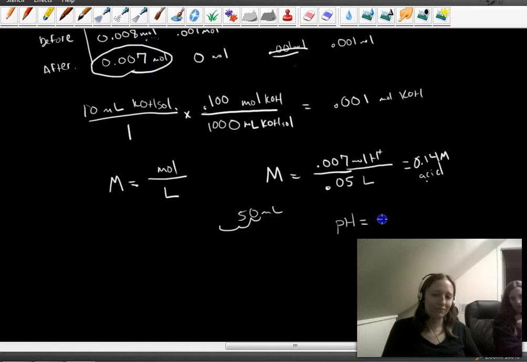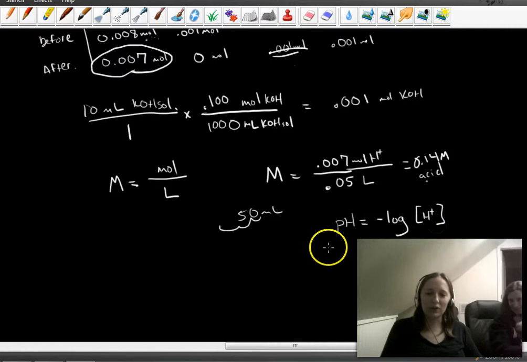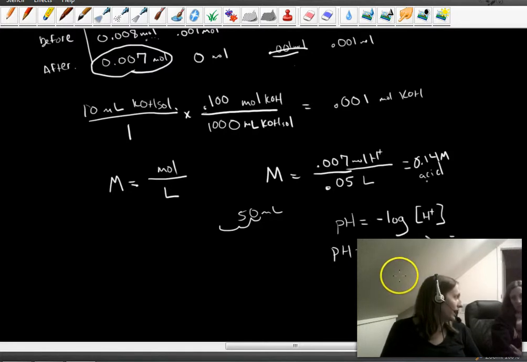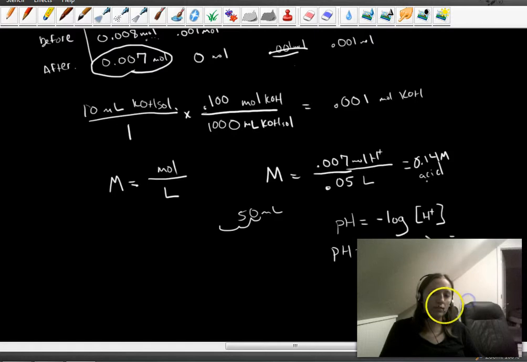pH equals the negative log of the concentration of my acid, the negative log of my H plus. And so my pH is the negative log of 0.14, which is almost the same as the negative log of 0.1, which you can do in your head. 10 to the negative 1, so this is approximately 1e to the negative 1, which is 1. So it's going to be approximately pH 1.